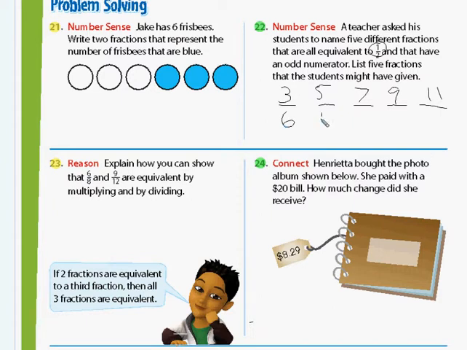So that means I have a 10 as a denominator here, have a 14 as a denominator here. What am I going to have as a denominator for my 9? Reese. 18. And 22. So those are all equivalent to a half because my numerator is half my denominator, and they're all odd numerators.